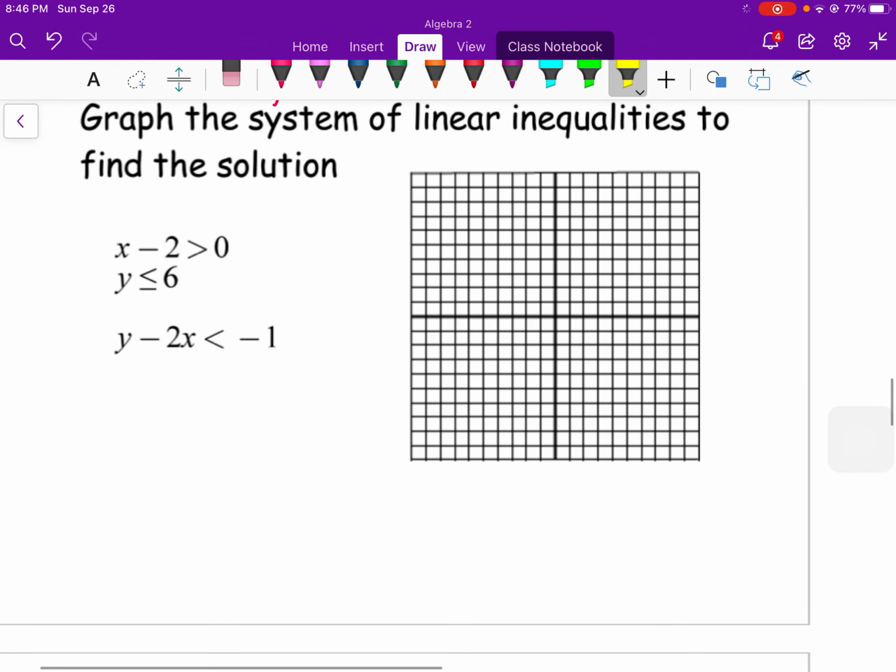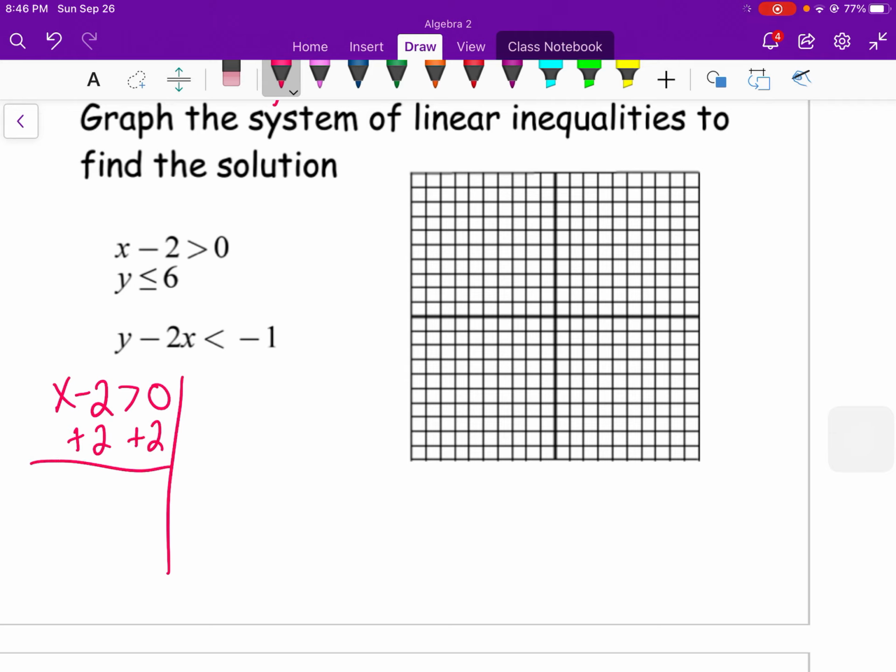Do one more. This is a system of inequalities with 3 lines. Our first line is x minus 2 greater than 0. So this one is a special case. I'm going to solve it for x. I'm going to get x is greater than 2.